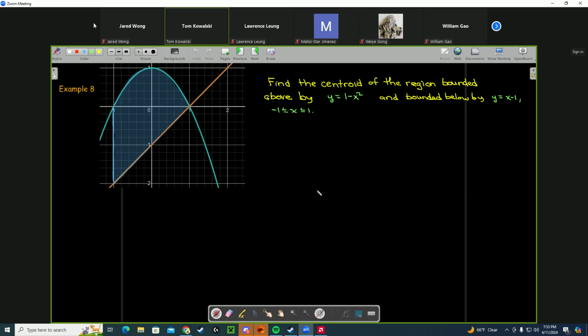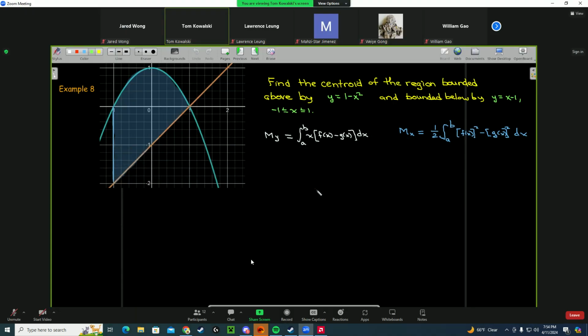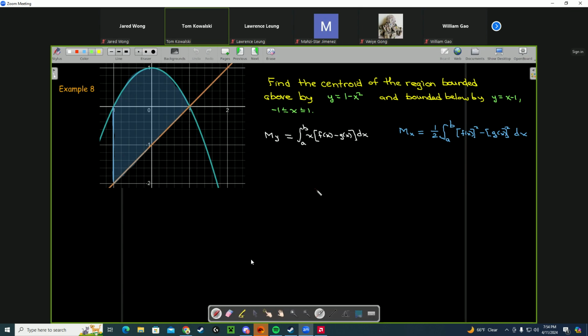All right, so here's an example. What we said previously about symmetry still holds, but there's no symmetry here. So there's still nothing that we can take advantage of in this particular problem. There is no line of symmetry. So I can just use the always-thinking top minus bottom. So don't think about which one is f and which one is g. Just think about which one is the top and which one is the bottom.